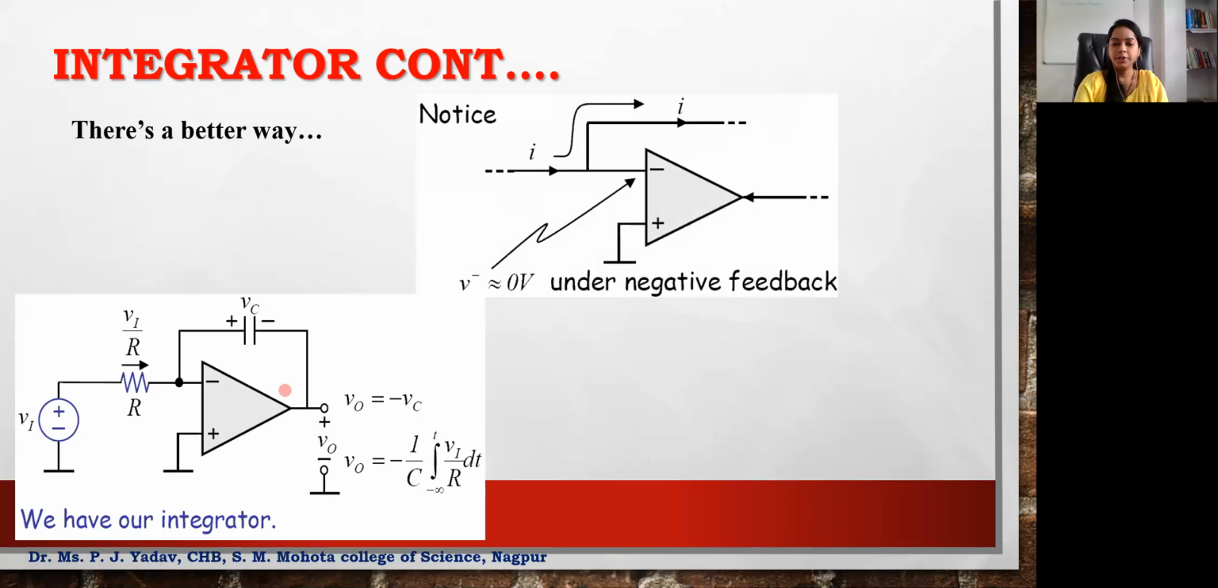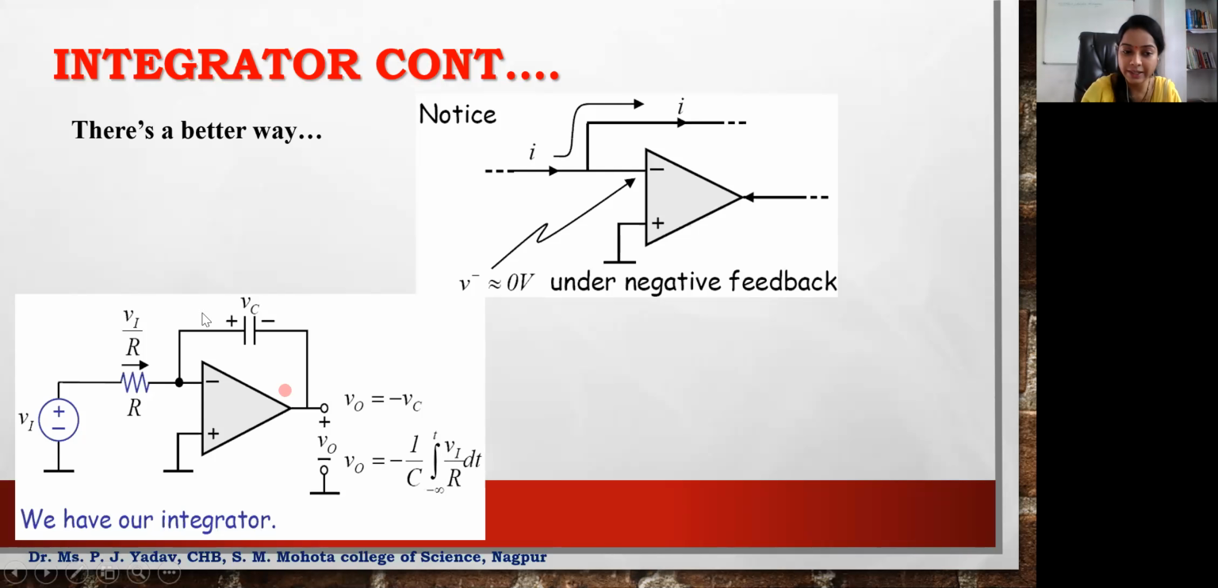Here you will know that we are having the output voltage as minus of Vc. So we have already deduced the equation for what is Vc, that is the voltage across the capacitor. So we will write output as minus of 1 by C integration of Vi divided by R dt. This is the integrator circuit. That's why the equation will be as minus of 1 by C integration of Vi by R into dt. Okay, just remember this is the integrator circuit.